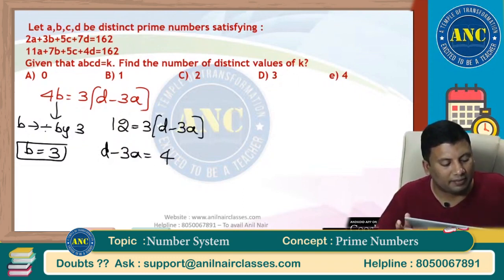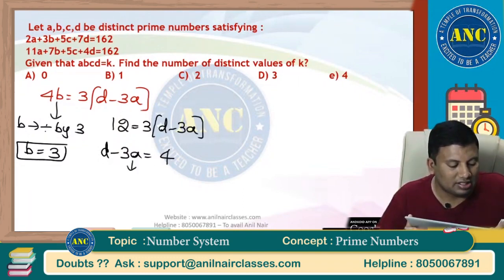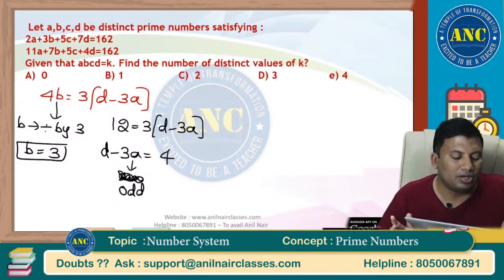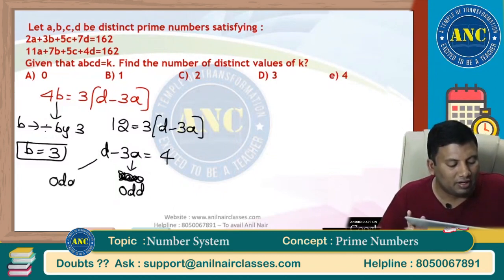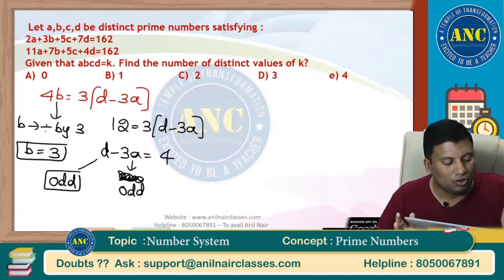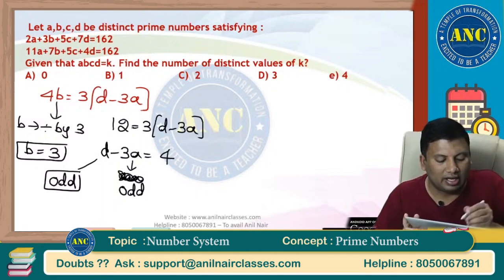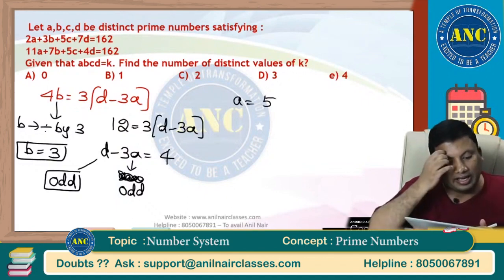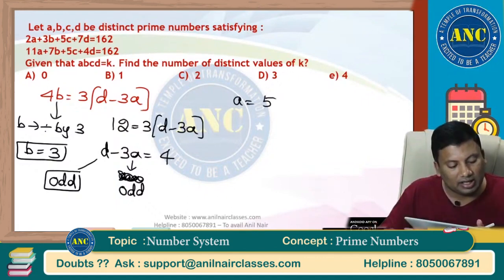Now if you see here, if this is an even number, even into even, even plus even, even, D will be even. This is not possible. A has to be odd. Odd into odd, odd, odd plus even, odd. A will be odd and D will be odd. So 2 cannot be possible. 3 is already given. Suppose I take A value 5.